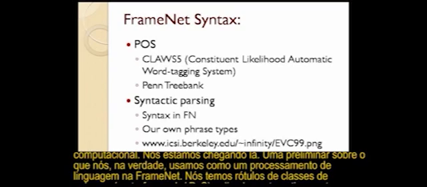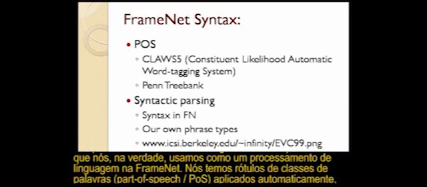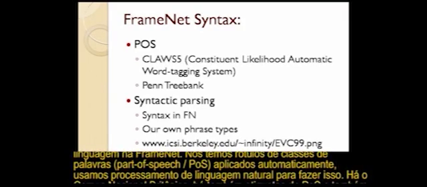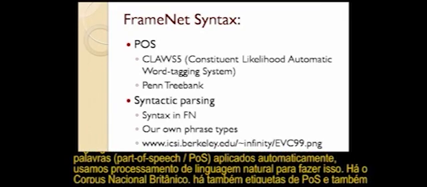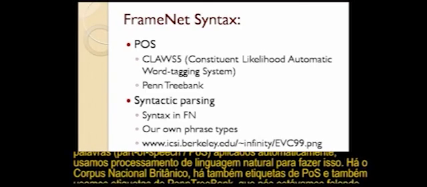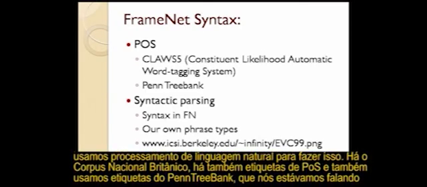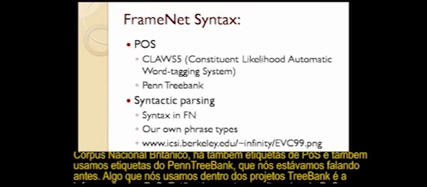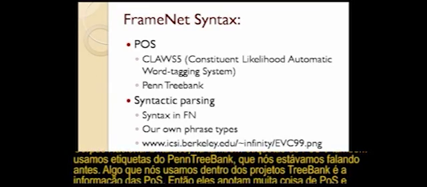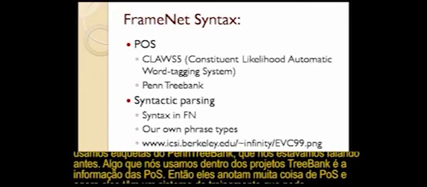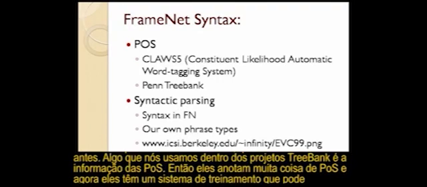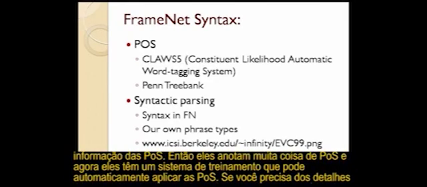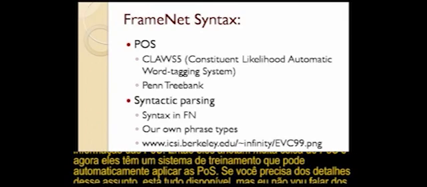A tiny little bit of preliminary about what we actually use ourselves as far as natural language processing in FrameNet goes. We have part-of-speech labels automatically applied. So we are using some natural language processing to do that. There's the British National Corpus part-of-speech tags, and then we automatically apply Penn Treebank tags. So you remember those tree banks I was talking about before? Well, the one thing that we do use out of the tree bank projects is the part-of-speech information. So they annotated a lot of stuff for part-of-speech, and now they have trained systems that can automatically apply that part-of-speech.